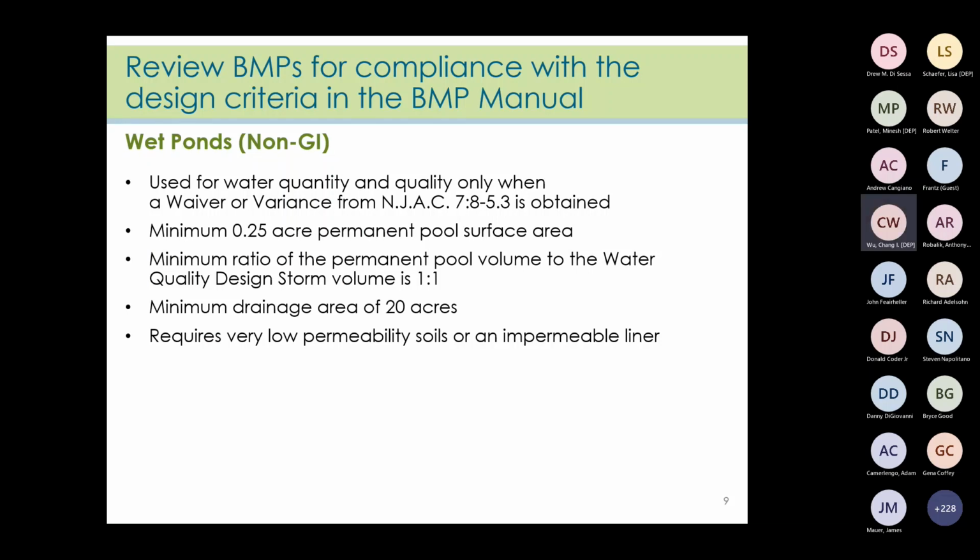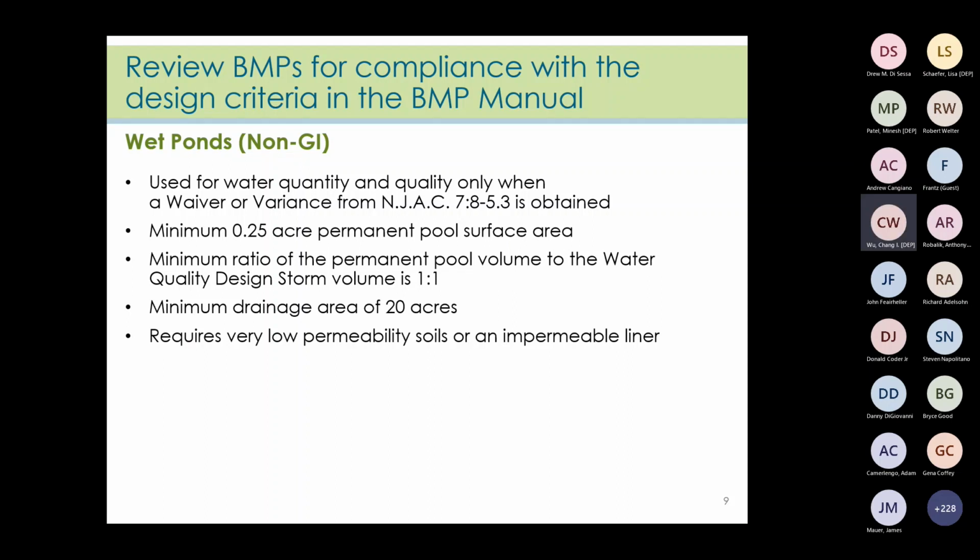For the non-GI wet pond, which is in Table 5-3, that is very rare now, because the current stormwater management rule became effective in 2021. You can only use that for quantity and quality treatment when you get a waiver or variance from the N.J.A.C. 7:8-5.3.